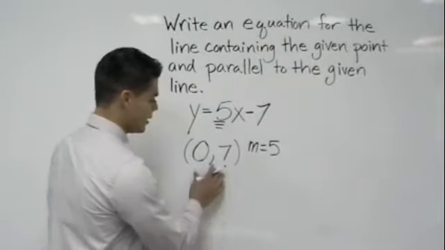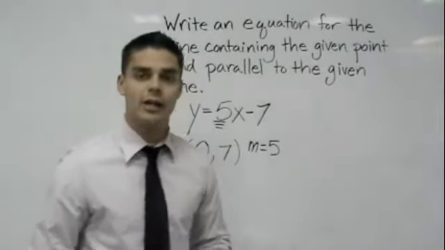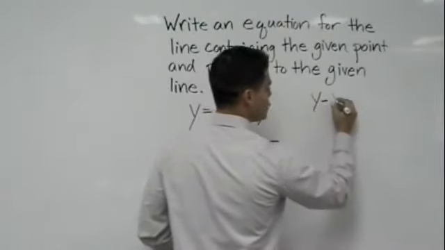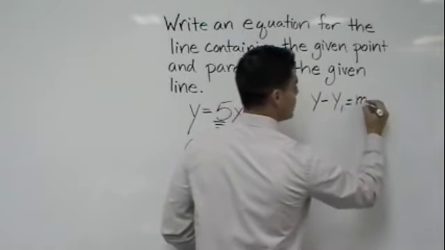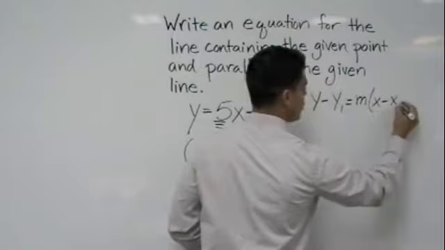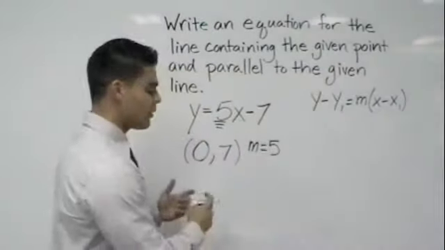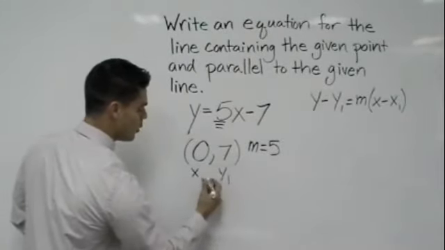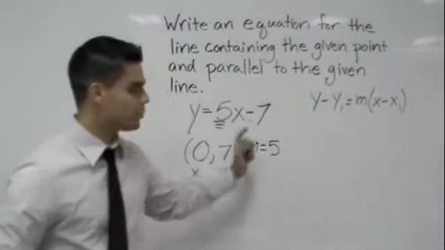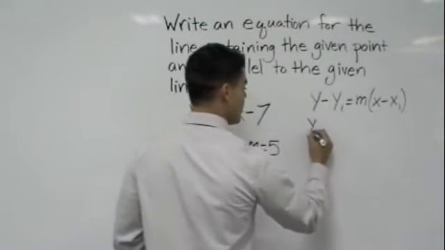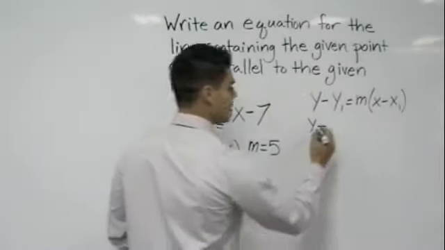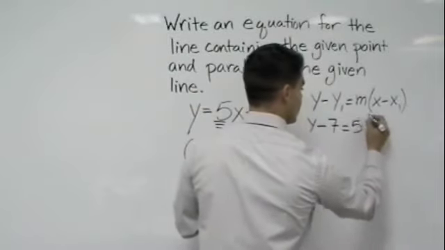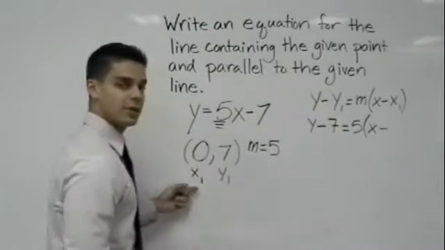When I have a point and a slope, I always write it in point-slope form. What is point-slope form? It's y minus y1 is equal to m times x minus x1. And we use that to plug in our values and get our equation. So we know here that this is x1 and y1, and we know our m here, so let's plug those values in. We have y minus y1, which is 7, is equal to our slope, which is 5, times x minus x1, where x1 is 0.